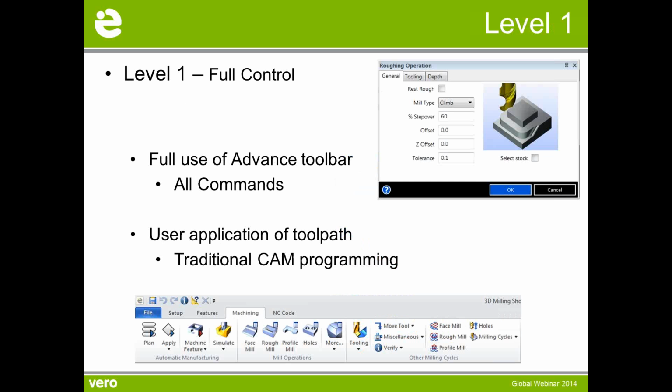Focusing on level 1, this is the full control. And this is what we call more of a traditional approach. And what we'll see in a moment is how we have full manual control over all the Edgecam commands within this environment. For example, we can pick a tool, we can apply a move rapid, we can pick cycles. This gives us full flexibility, and this is what we deem to be more of a traditional method that we've seen historically in CAM programming.